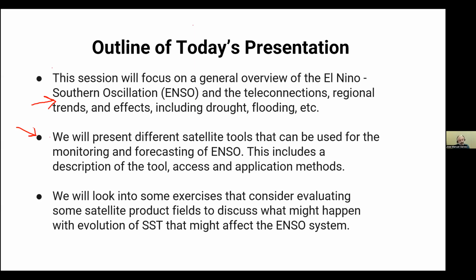I also wanted to highlight that when you think about the monitoring of ENSO, a lot of the tools that we use are a combination of information from different satellites and different algorithms. So it's hard to say this one satellite from this one sensor measures this. Not really. So we're going to talk a little bit about some of the sensors and the type of data that we're getting from satellites, but mostly we're going to talk about the end tool for the user to monitor the evolution of ENSO.